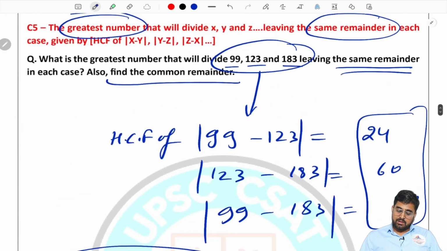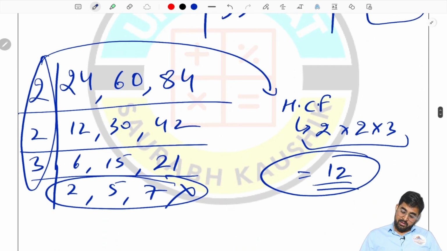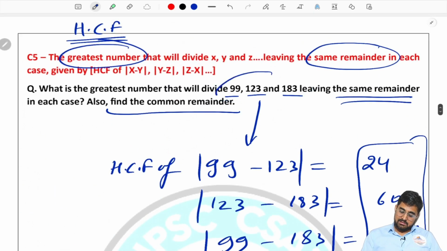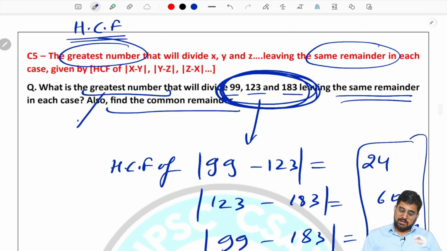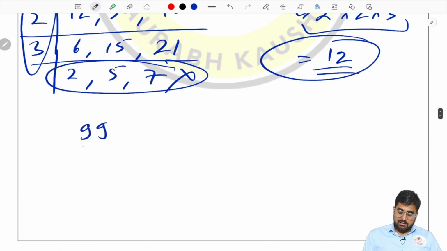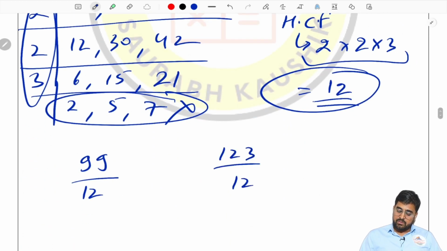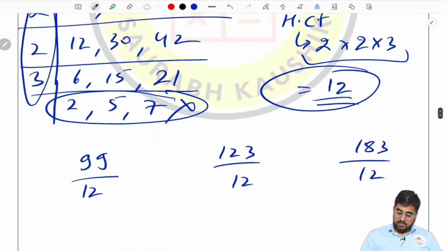Now they are asking us to find the common remainder. Common remainder of what? Of these three numbers. When you divide by the greatest number, which we have found to be 12, we have to find the common remainder. Now let us divide 99 by 12. And what was the second? 123 divided by 12. And what was the other one? 183 divided by 12. Let's do it.